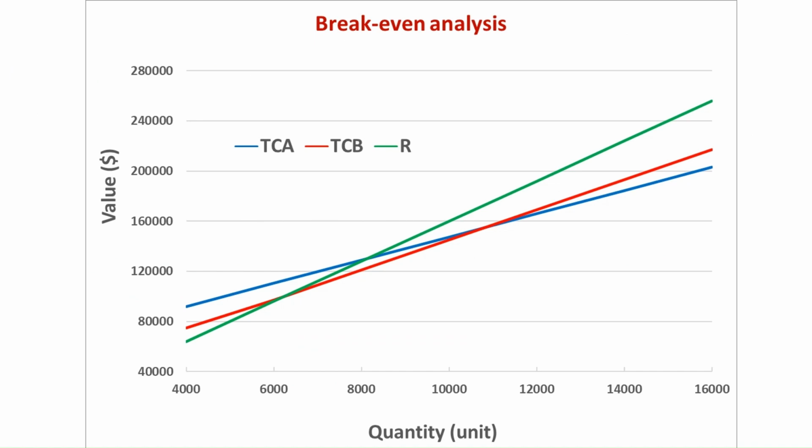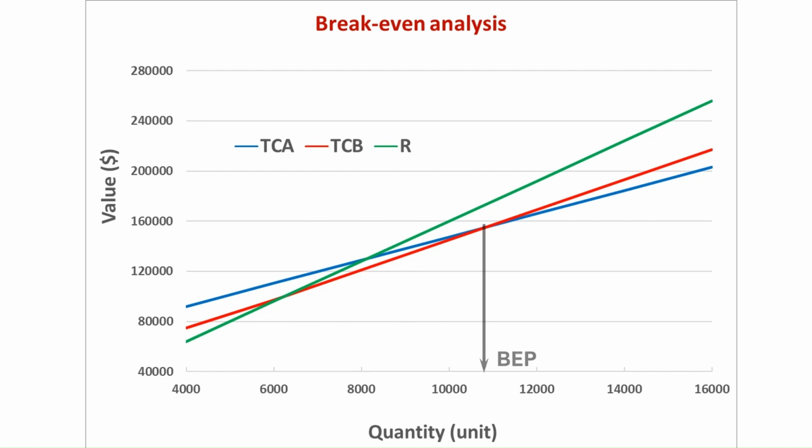For a better understanding of the problem, let us plot the lines representing the total cost of alternative A, the total cost of alternative B, and the revenue. It is clear that there are 3 points of intersection. The first one is the intersection between the revenue and alternative B's total cost. We call it BEPB. The second one is the intersection between the revenue and alternative A's total cost. We call it BEPA. These 2 points are the answer to the first question.